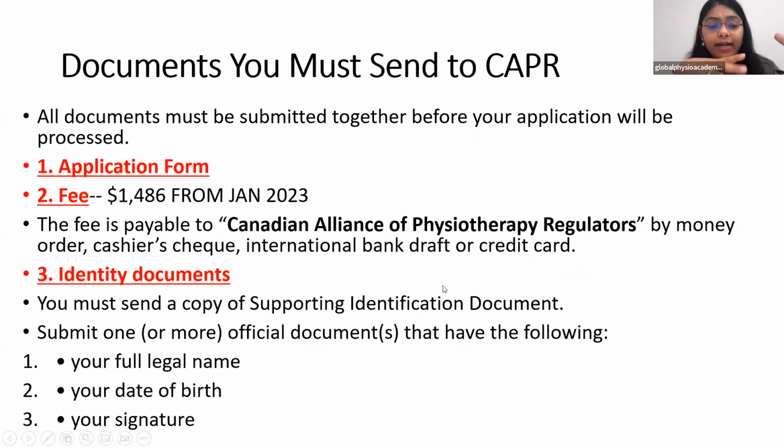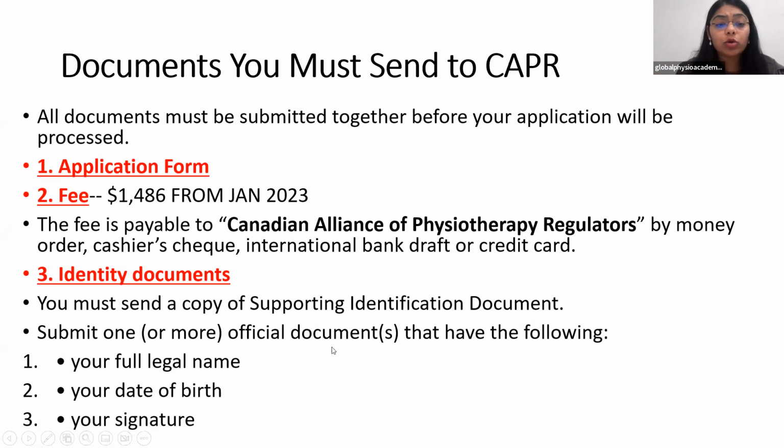Now, I just divided what documents you have to send and what documents the college has to send. The documents you must send to the CAPR, all submitted together, make one package and submit. So: application form, Form A, and application fee, 1,486 Canadian dollars. If you are using a check or money order, the name is Canadian Alliance of Physiotherapy Regulators. If you are using a credit card, there is a credit card form on the website. You can submit that one.